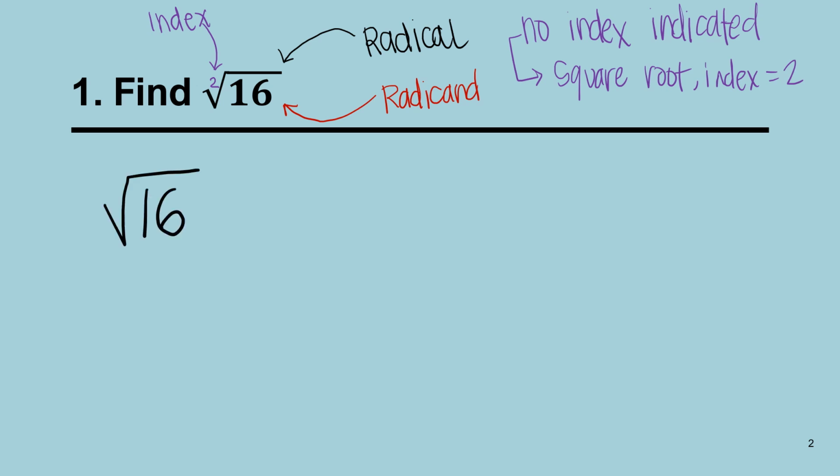You start off with your square root of 16 and you say, well, 16 is the same thing as 4 squared. So 4 squared means 4 times 4. And we also know that there is an understood 2 there in the index. When your index matches your exponent, they cancel each other out, and that leaves you with 4.